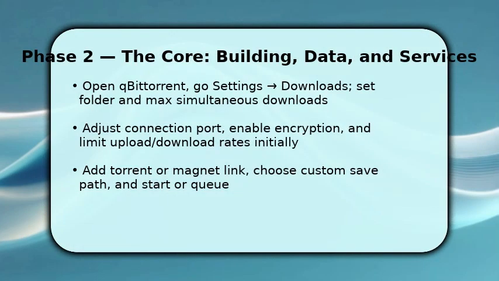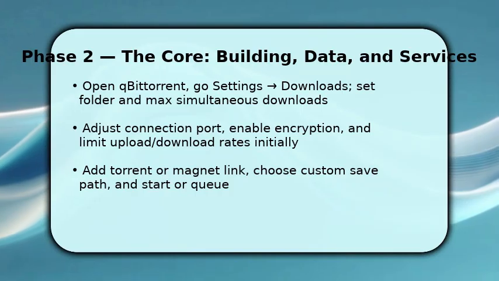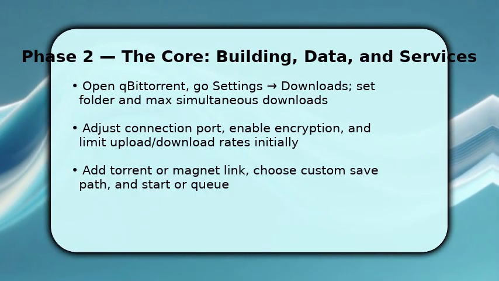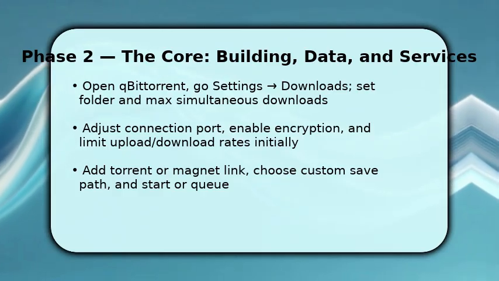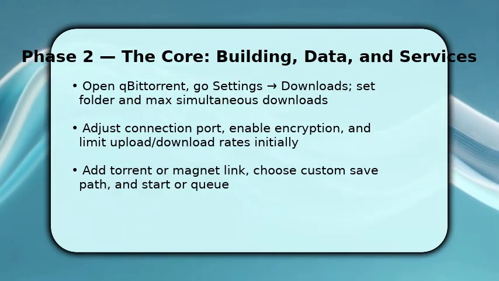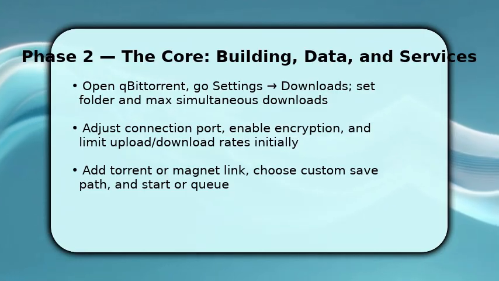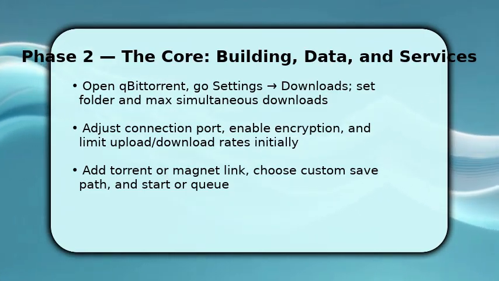You now configure the client for real use. Go to Settings and pick your download folder, plus limits for simultaneous downloads to prevent overload. Once done, set a listening port and enable encryption to improve peer connectivity. Then tune upload and download rate limits. Start lower, then increase to test stability.